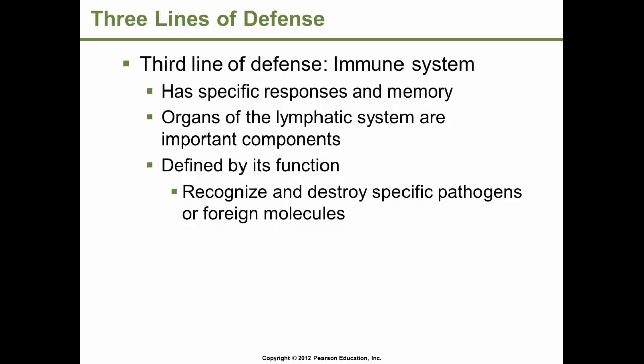The third line of defense, the immune system. It has specificity. It has a target. It has memory. It's specific responses, and it has memory. And that's what sets this mode of action aside. Organs of the lymphatic system are important components defined by their functions because they recognize and destroy specific pathogens or specific foreign molecules.